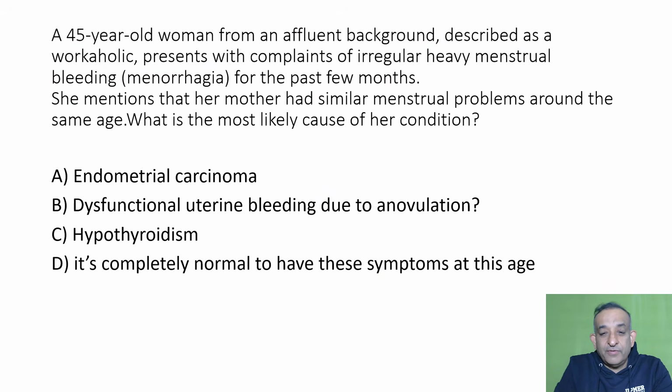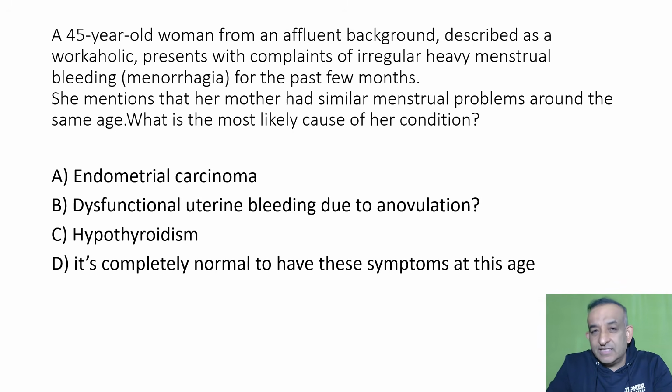Now, just before I was recording this video, some students sent me these MCQs, some good recalls after some patchy recall of most of the questions. I got some good recalls, and thanks, Dr. Merrill. Okay, so a 45-year-old woman from an affluent background, described as a workaholic, presents with complaints of irregular heavy menstrual bleeding for the past few months. She mentions that her mother had similar menstrual problems around the same age. What is the most likely cause of the condition?